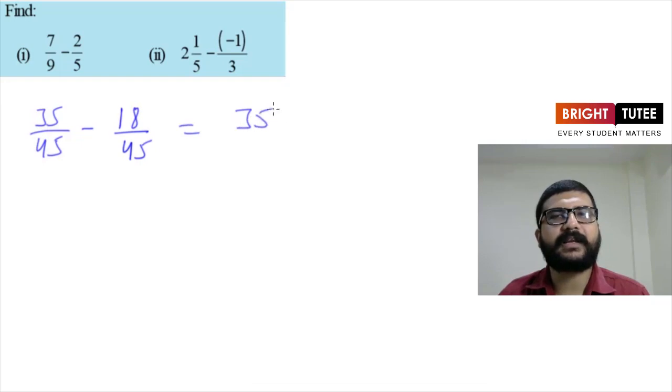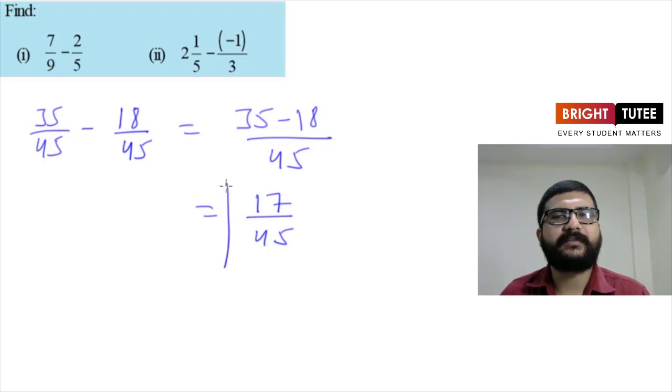So this will be equal to 35 minus 18 upon 45. Now by simplifying this, we will get 17 upon 45. So therefore the answer for this question is 17 upon 45. Here denominators were not the same. What we did, first we made their denominators the same, and then we simply subtracted their numerators. We got the answer as 17 upon 45.